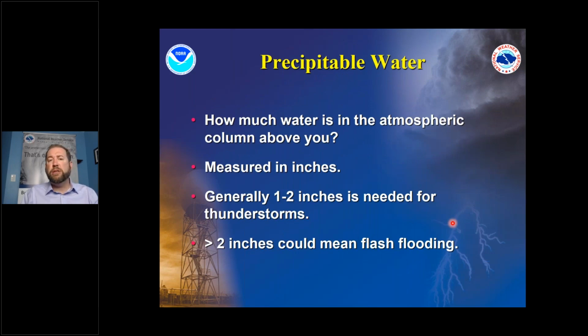We do measure this. It's called PWAT, P-W-A-T. Again, we love acronyms. It's called precipitable water. That's how much water is above us, kind of in a column in the atmosphere. We measure this in inches. Usually 1 to 2 inches of PWAT is fine for thunderstorms. We are commonly over 2.